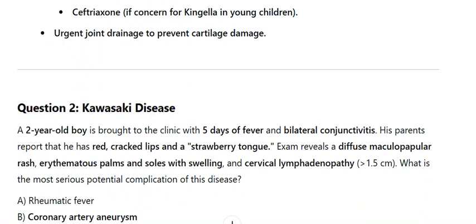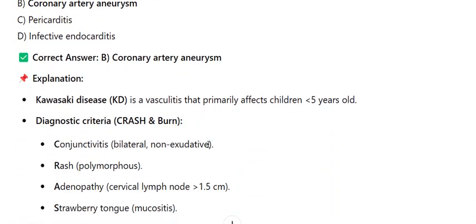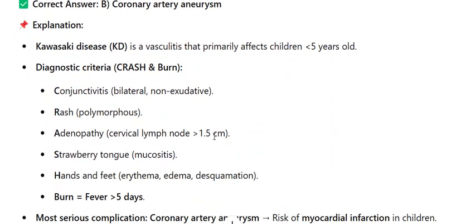A. Rheumatic fever. B. Coronary artery aneurysm. C. Pericarditis. D. Infective endocarditis. Correct answer, B. Coronary artery aneurysm. Explanation: Kawasaki disease, KD, is a vasculitis that primarily affects children under 5 years old.